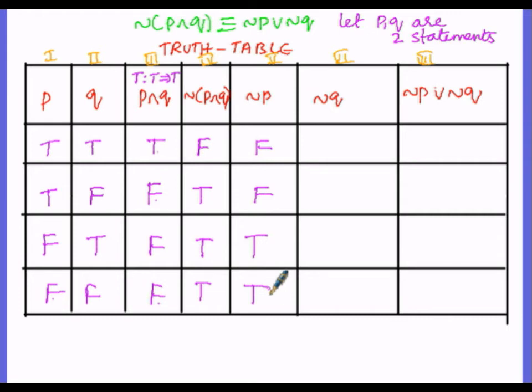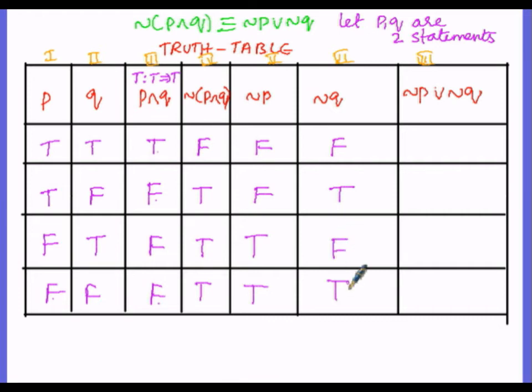Now let us find the negation of Q. The truth values of the statement Q are T, F and T, F. So here the truth value of Q is true, therefore its negation will be false. If it is false, the negation will be true. Then in the last two cases, T and F, the negations will be F and T.